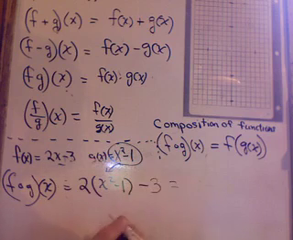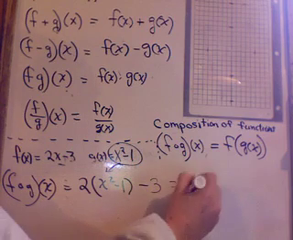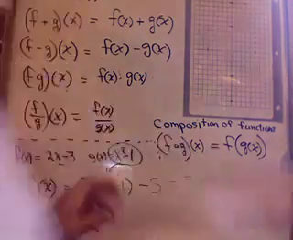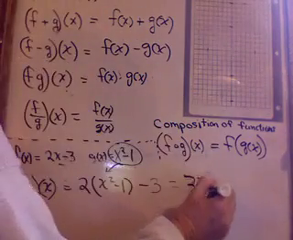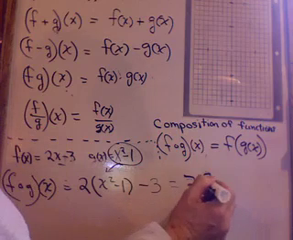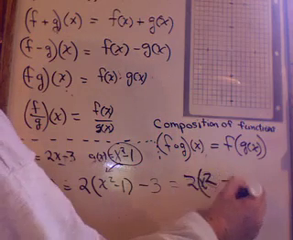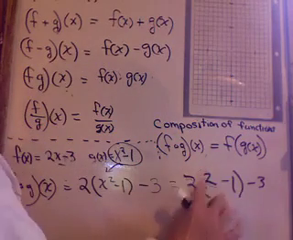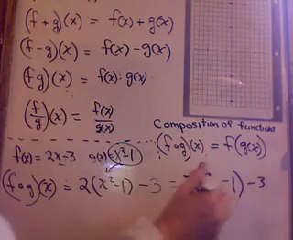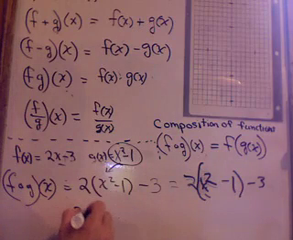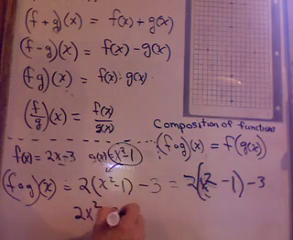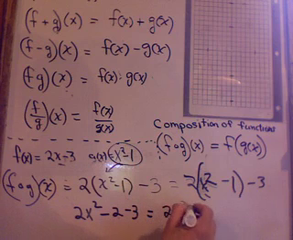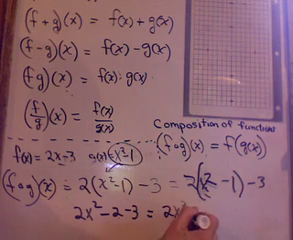Now I'm going to simplify that a little bit. 2x squared, my marker's running out here. All right, 2x squared minus 1 minus 3. Can you read that? Let's fix it a little bit. 2x squared. So that becomes 2x squared minus 2 minus 3. Combine like terms, 2x squared minus 5.